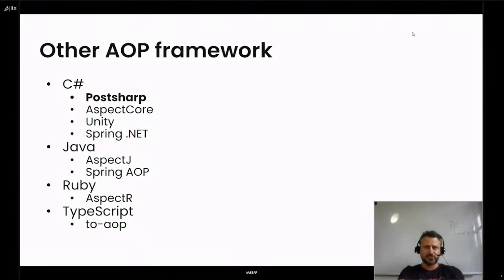Other AOP frameworks in C#: we have seen PostSharp, and there are also Aspect Core, Unity, and Spring.NET. For Java, AspectJ and Spring AOP. For Ruby, we have AspectR, and for TypeScript, we can add a module called TOAOP. It's important also to know that aspect-oriented programming can also be applied to functional programming, not only object programming. At the beginning, research in object-oriented programming led us to AOP, but after that a lot of work arrived to integrate this concept in functional programming also.